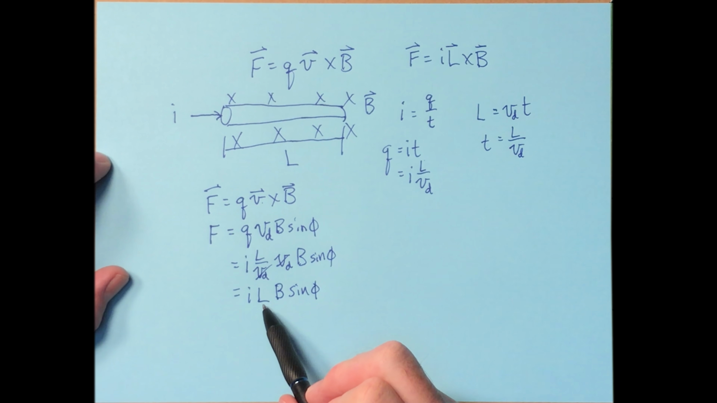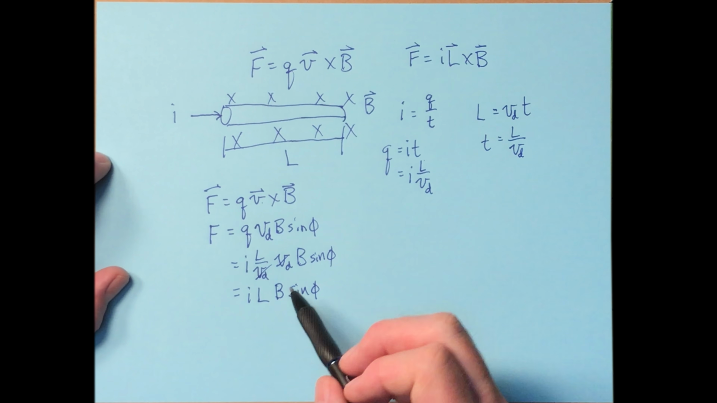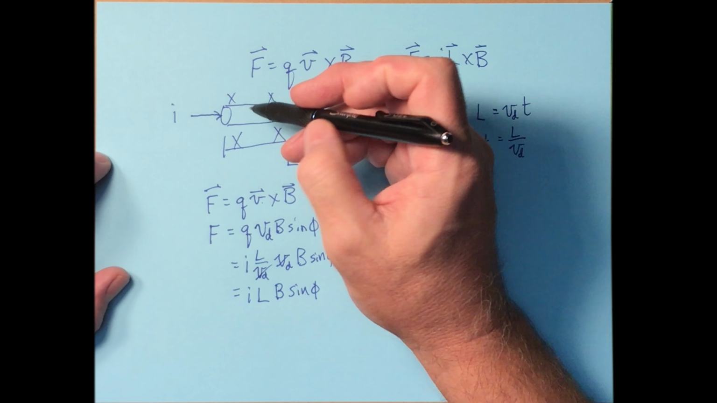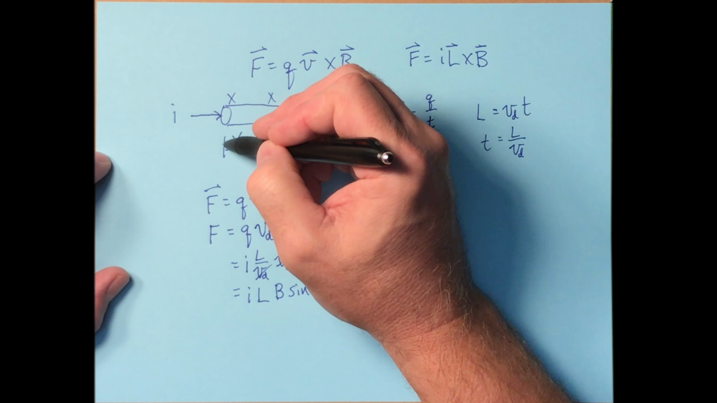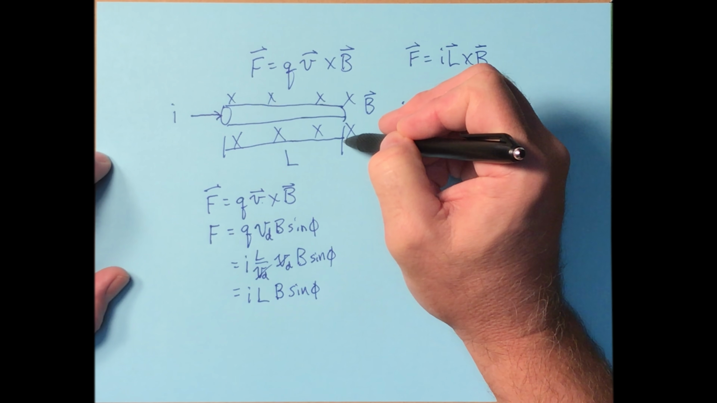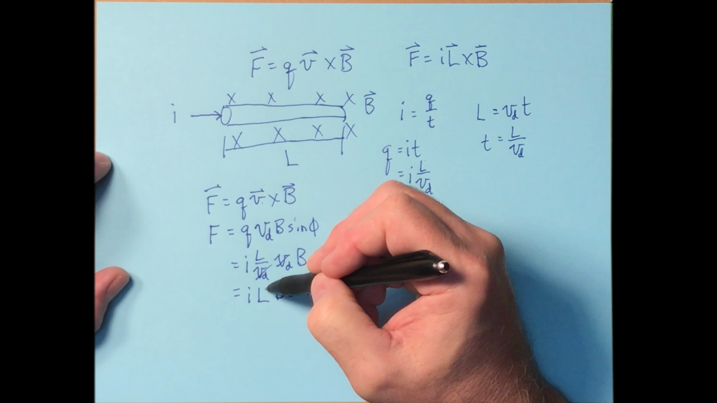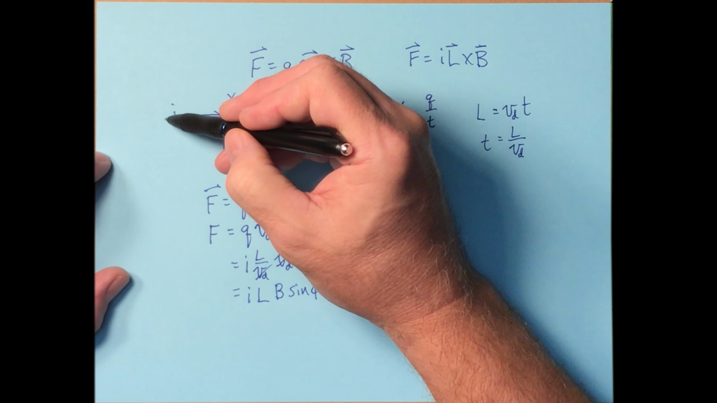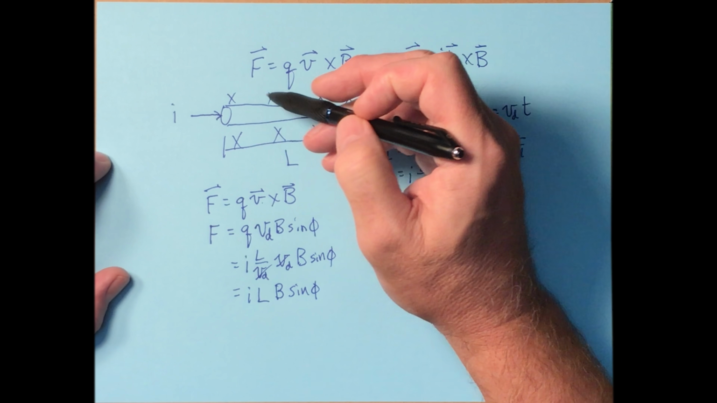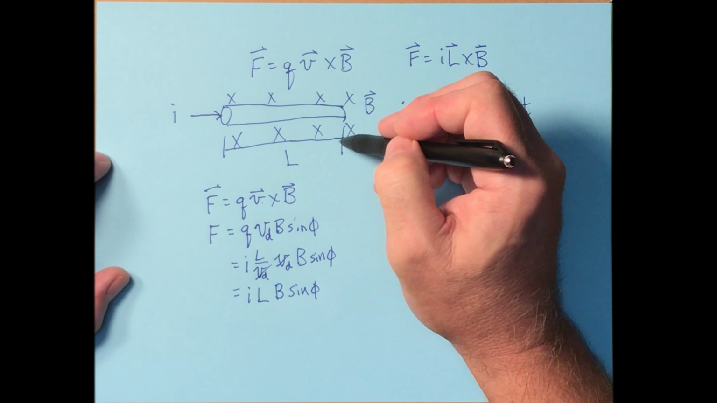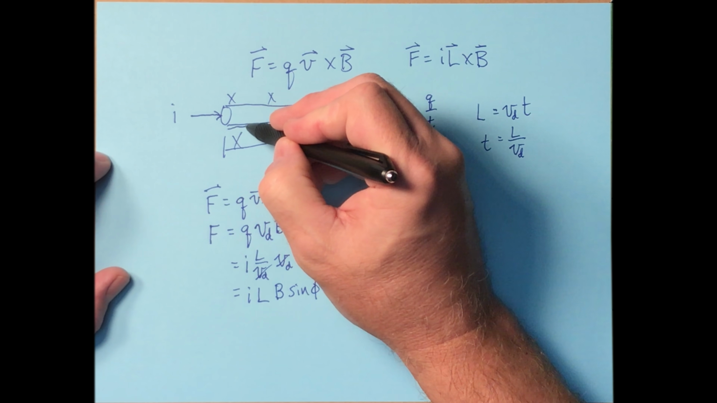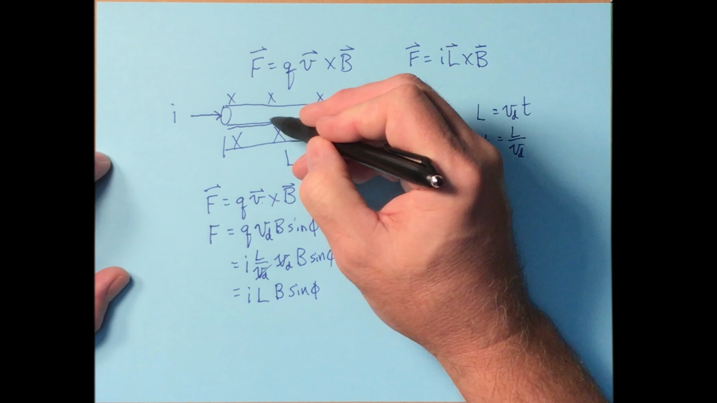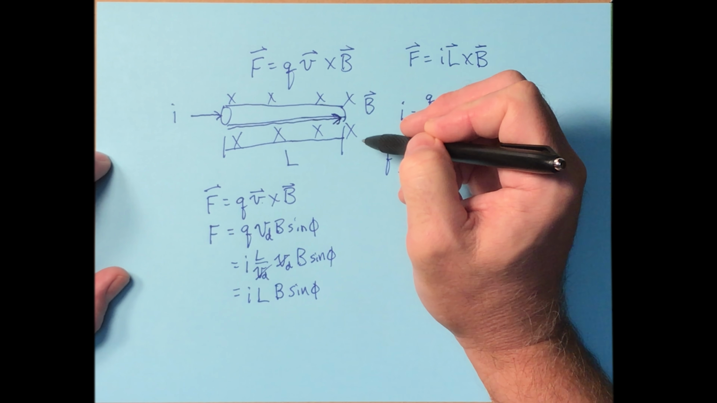Now, if we treat L as if it is a vector, and we call it, the magnitude of the vector is just the length. The direction of the vector L, we'll say, is in the direction of I. So if the conventional current flow is going to the right here, then that will be the direction of L. So L is this length here in that direction there.